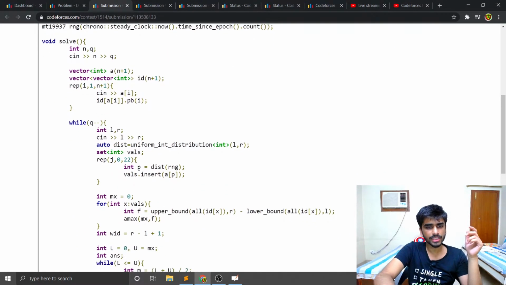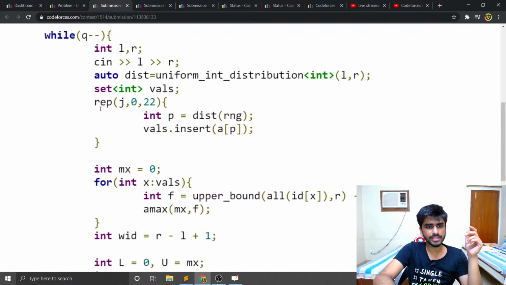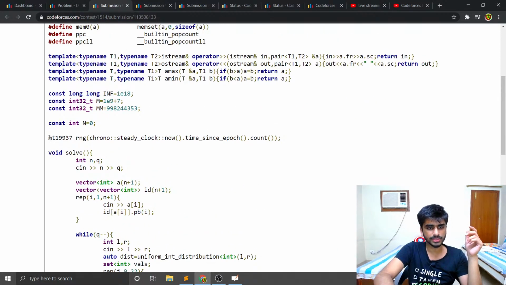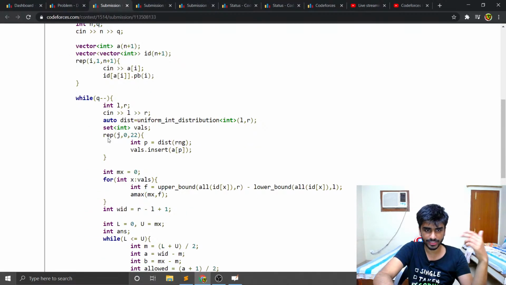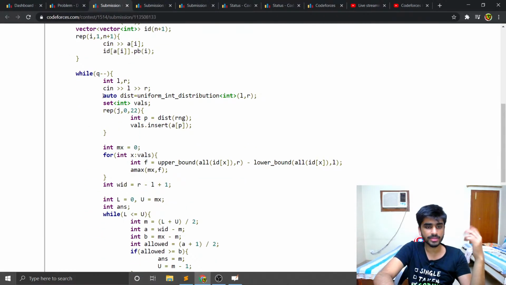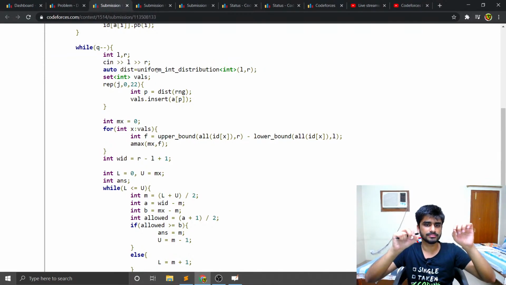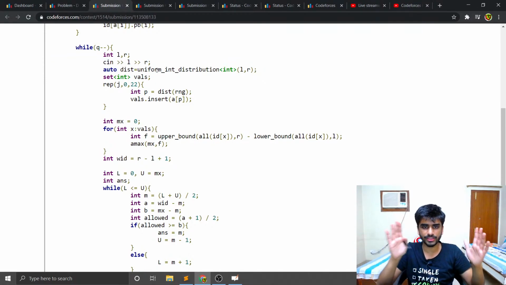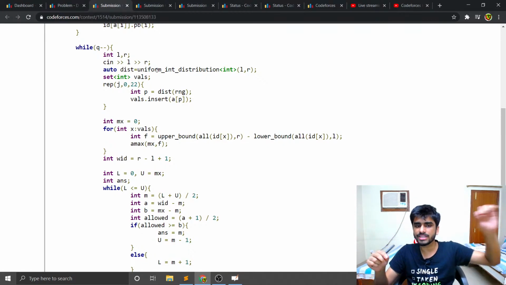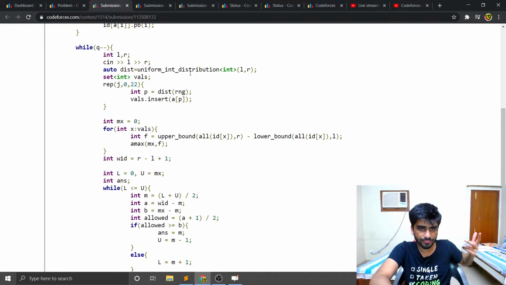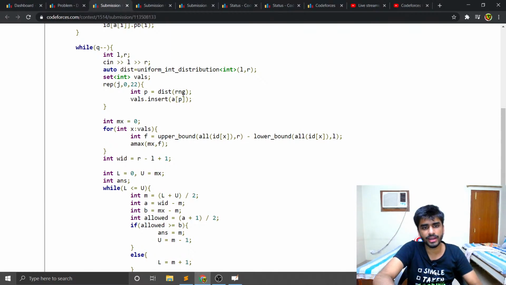Okay. So you can see that's what I'm doing here. I have a random number generator. By RNG, I mean the random number generator. This line means that I'm finding the numbers uniformly randomly between the range L and R, right? So each number is equiprobable, right? And then what I'm doing is I'm running it 22 times. Like 20 times would have been enough, but okay, I'm running it 22 times.